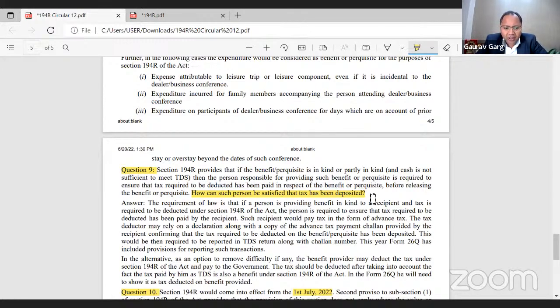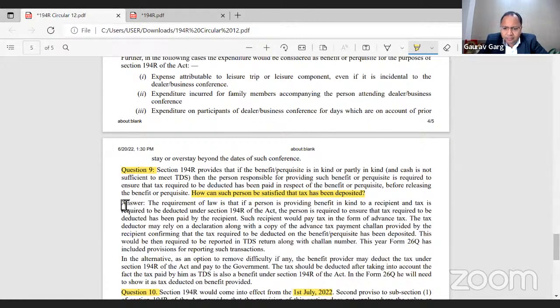That can also be done. Third scenario would be when you are giving in cash and kind, but let's say cash is not sufficient. Then whatever portion of the cash is not sufficient, as suggested by Subramaniam sir, you can take it from the benefit recipient and deposit the TDS, or you can ask the person to deposit the TDS and take challan. So all three positions, you can follow. This is what is given in question number 9.